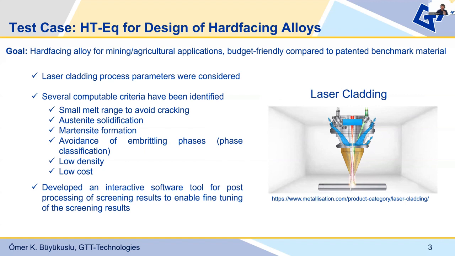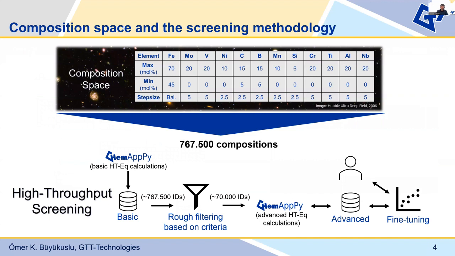For this particular test case, several computable criteria have been identified to guide our screening process. First of all, we aim for a small melt range to avoid cracking. Additionally, we seek to achieve austenitic solidification, martensite transformation, and also to prevent embrittling phases. Density and the cost of the raw material are also important considerations. Moving on to the composition space, it consists of 12 elements, each with different limits and step size criteria.